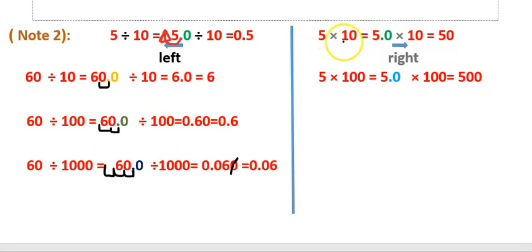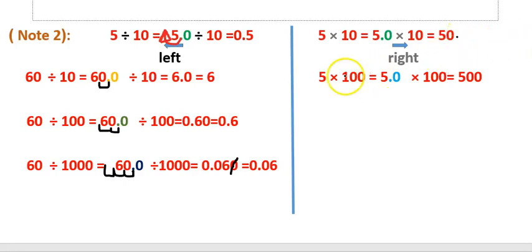So when we multiply by 10, we move the decimal point to the right side. So I have 1 zero. I will move this decimal point one place to the right side. So the answer is 50. The decimal point is right here now.